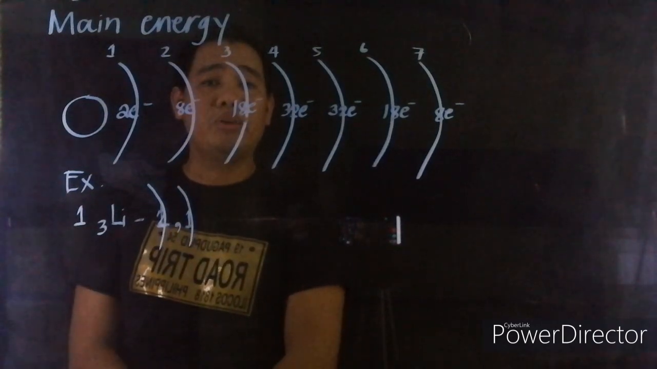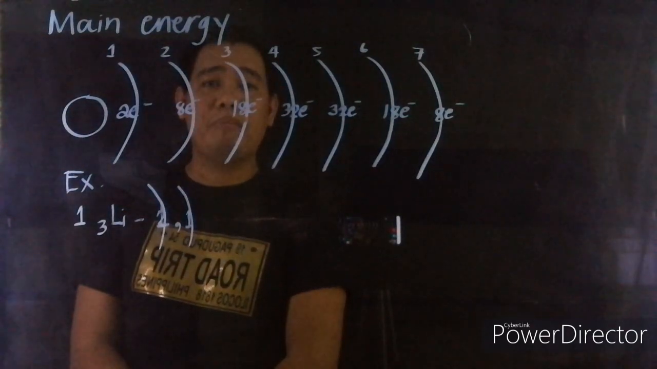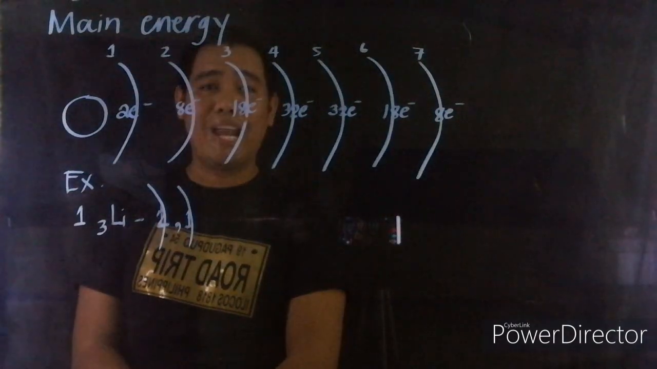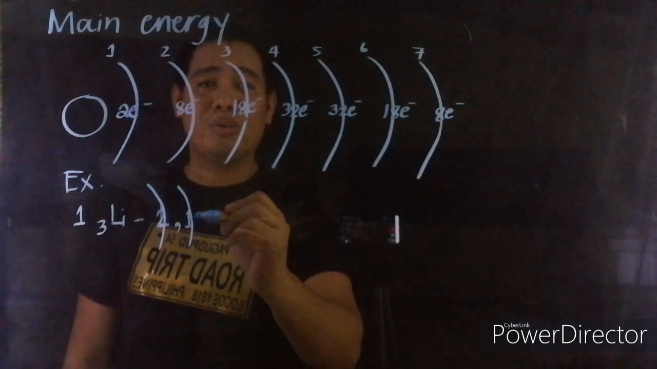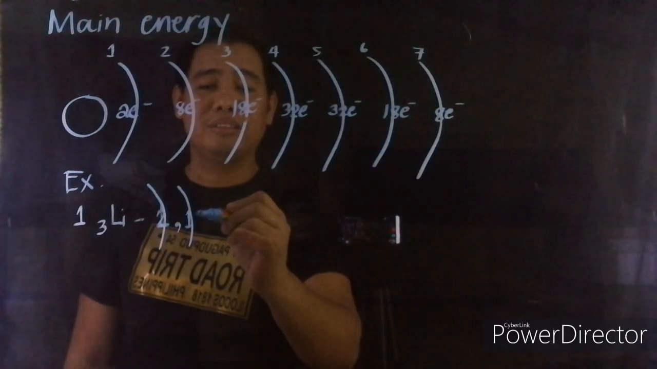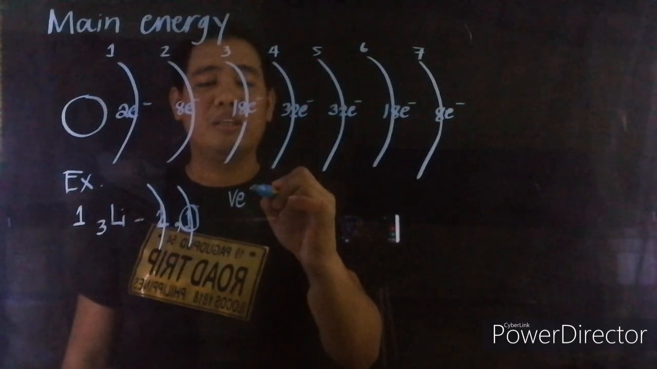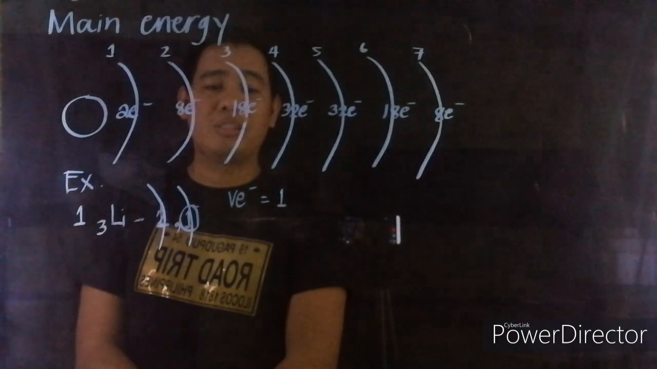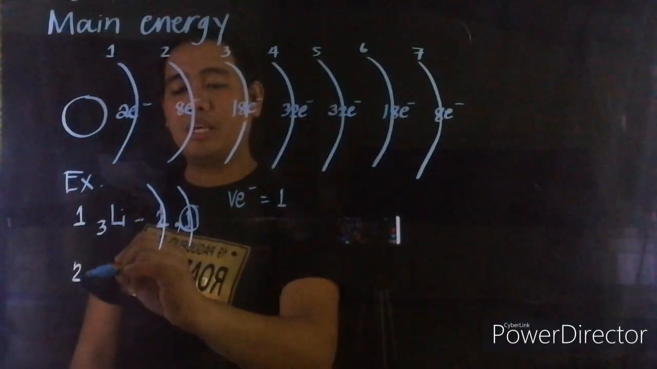So we all know that the period corresponds to the number of shells and vice versa. And what about the group number? So the group number corresponds to the outermost electron of the element, and that is 1. So lithium belongs to group 1 or alkali metals. So that is 1. And the valence electron is also equal to 1 because group 1 automatically has a valence electron of 1. So let's have a second example.